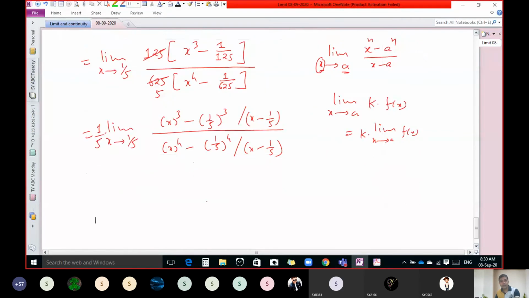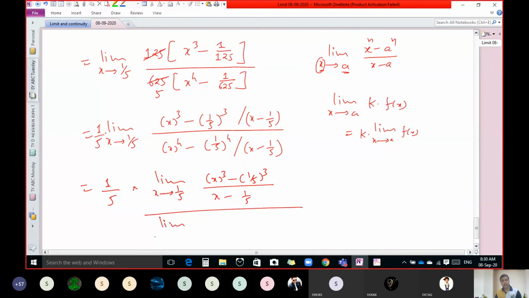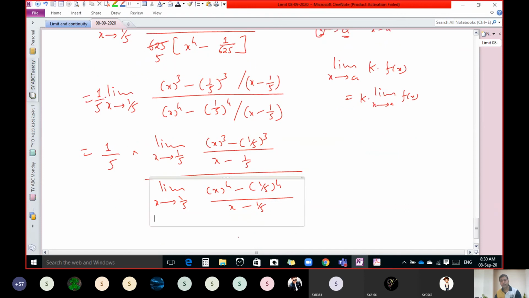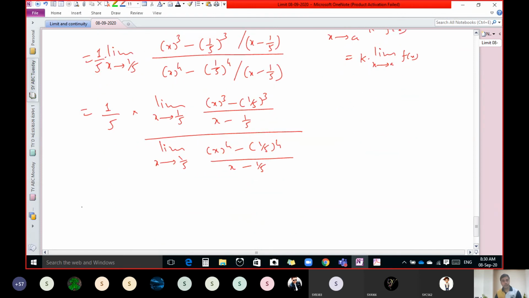So ultimately what we get? This 1 upon 5 you can keep as it is. And now these two are separate examples. Limit x tends to 1 upon 5 of x cube minus 1 upon 5 raised to 3 upon x minus 1 upon 5, divided by limit x tends to 1 upon 5 of x raised to 4 minus 1 upon 5 raised to 4 upon x minus 1 upon 5. These two are separate examples. Keep this 1 upon 5 as it is.